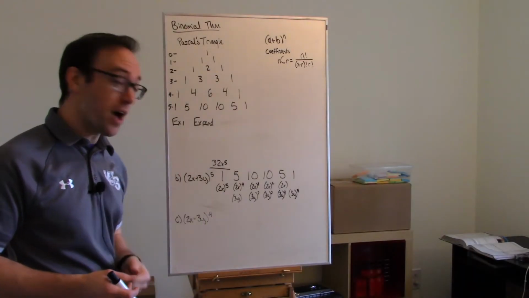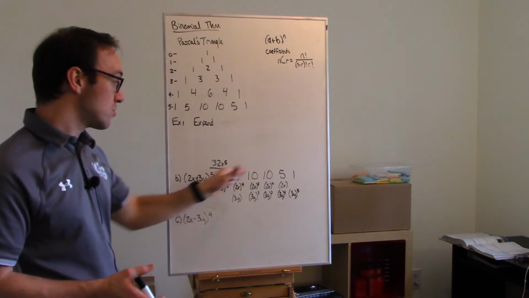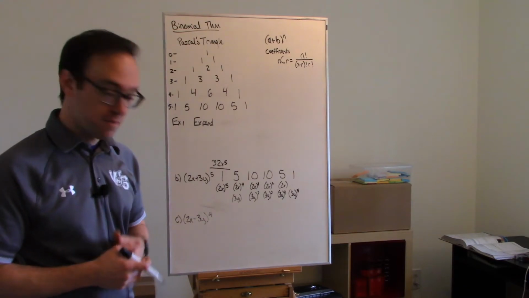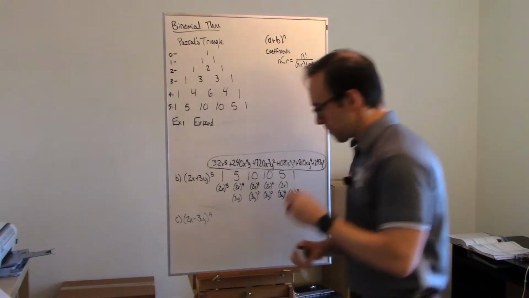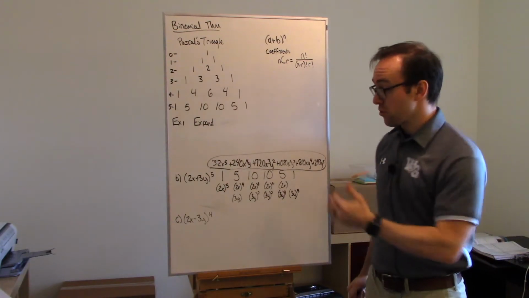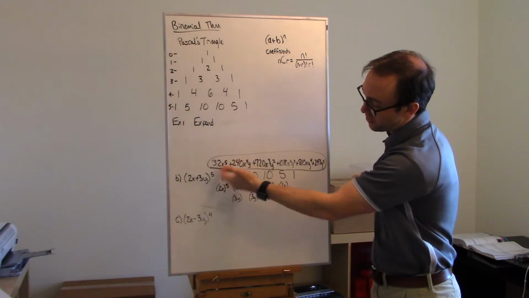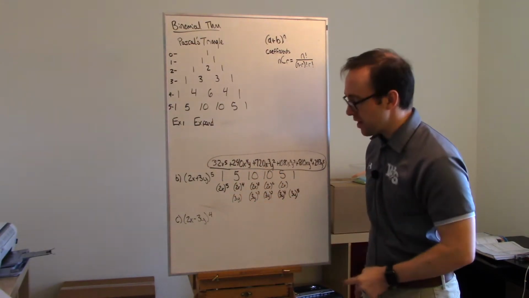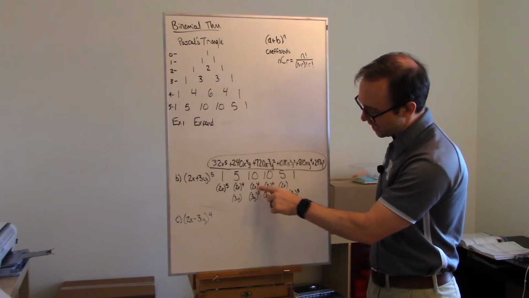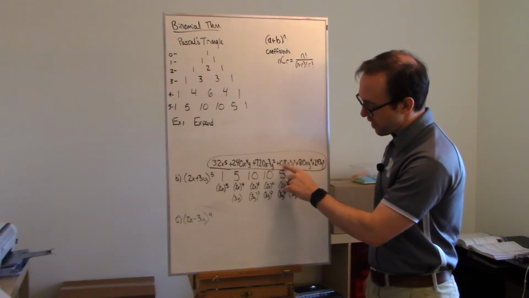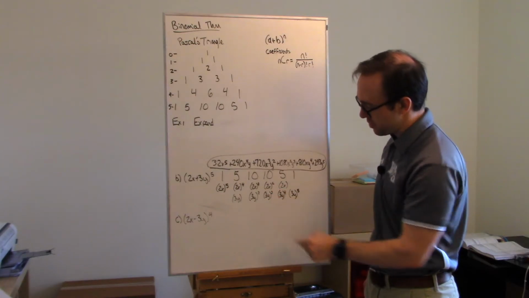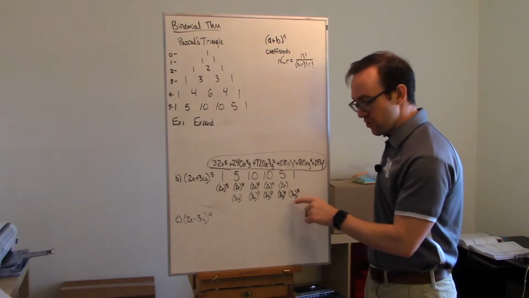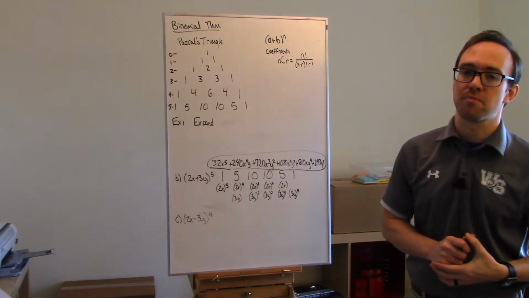And then you're going to do the same thing with the next spot. 5 times 2 to the fourth times 3 to get your number. So your final answer when you combine these, 32x to the fifth, 240x^4y, 720x^3y squared, 1080x^2y^3, 810xy^4, and then 243y to the fifth.